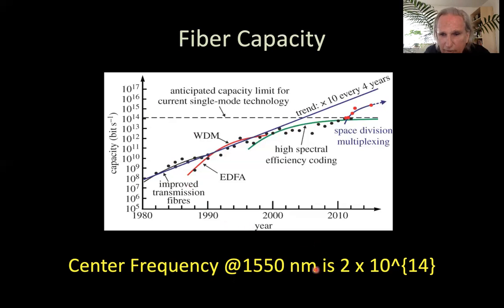Okay, and this is just to say the center frequency is 2 times 10 to the 14th. And if we look at this point up here already in 2012, 2013, we already had 2 times 10 to the 14th bits per second. We'd already achieved a bit per hertz on the center wavelength. So fiber capacity has increased, again, exponentially, much like the so-called Moore's law.